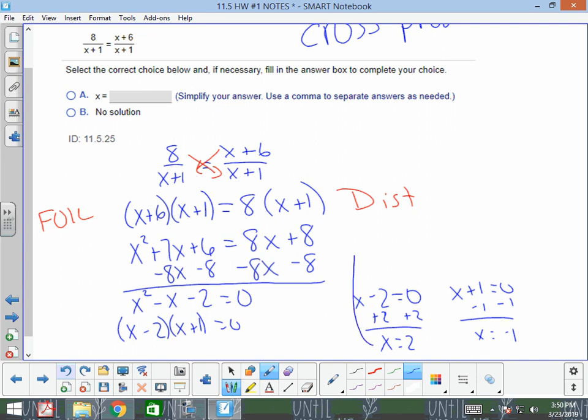All right, so does 2 make either one of these denominators 0? No, it does not. Does negative 1 make either one of these zeros? Yes, it does. So negative 1 is not a solution. Only positive 2 is. So be careful.